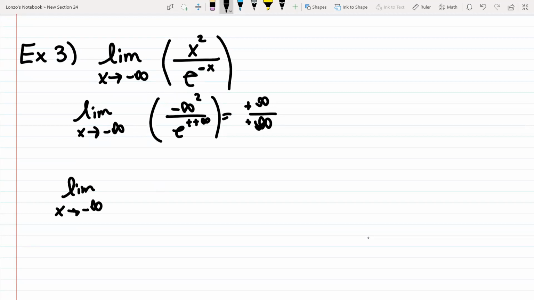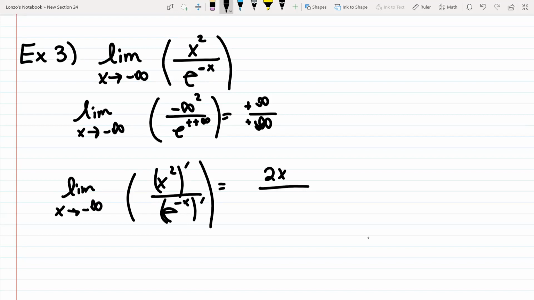So you don't apply the quotient rule. You just take the derivative of the numerator and the denominator. So it's going to be x squared prime over e to the negative x prime. Okay, so x squared prime is just 2x. And then the derivative of e to the negative x is negative 1 e to the negative x.